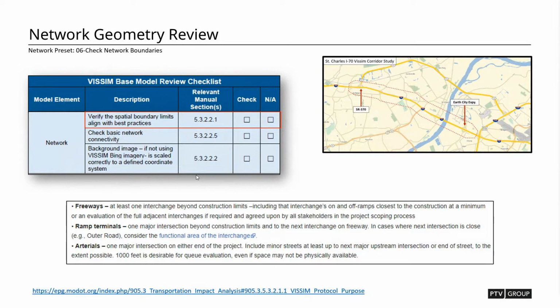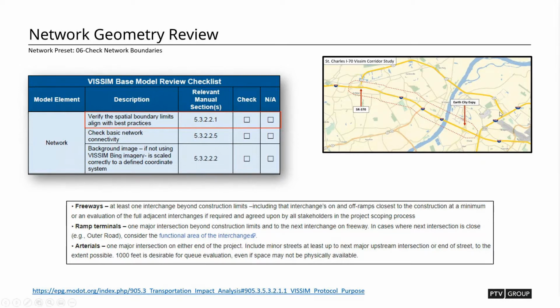If this dashed red line is our particular study area, then we want to look at what guidelines we have for that. At least for freeways, we want to go at least one interchange beyond the construction limits, including the interchange on ramps and off ramps closest to the construction at minimum, or an evaluation of the full adjacent interchanges. So if this is our model limit, typically the guidance will say you want to fully contain those boundary interchanges, but you might consider going one interchange beyond.